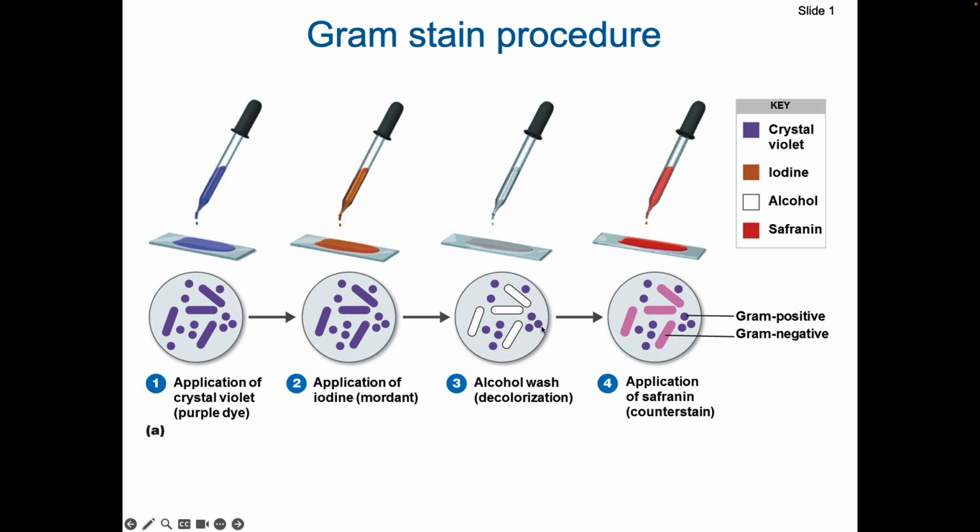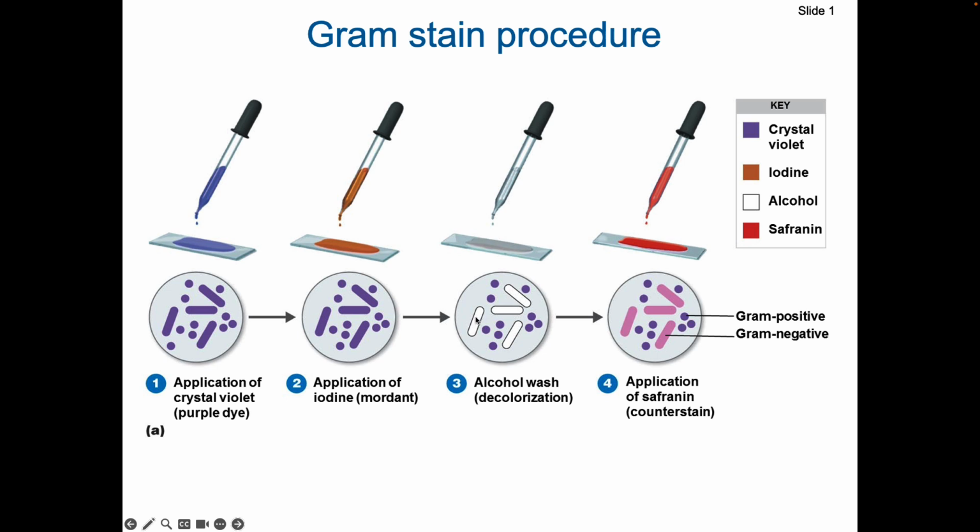Then you do a step called decolorization. So you use alcohol very quickly to rinse away crystal violet. You're like, why do I want to do that? Didn't you tell me I need to see the cells? Yes, I did. But this is where gram-negative and gram-positive cells behave differently.